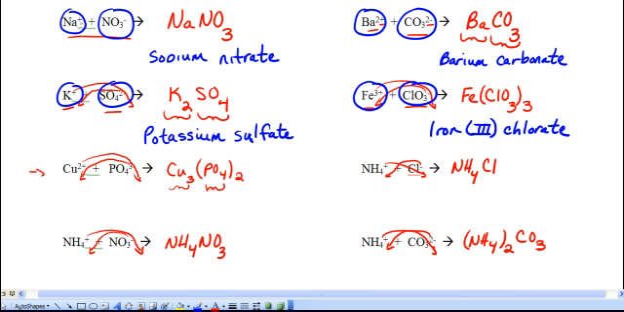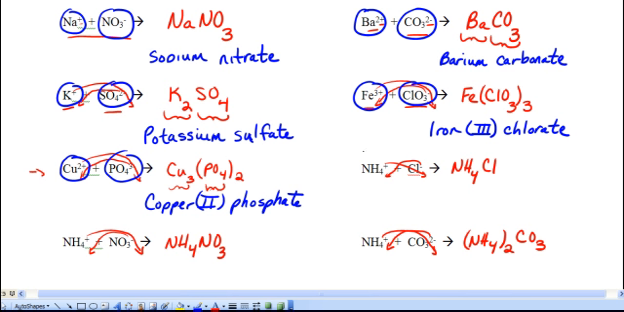Moving on down to the Cu3(PO4)2. This one looks like it's very complicated, but it isn't. You go back to the exact same method of naming it. The name of that cation is copper 2. Copper is a transition metal, so you need the Roman numeral to tell you the charge. So it's copper 2. The name of this anion is phosphate. So the name of the compound is simply copper 2 phosphate.